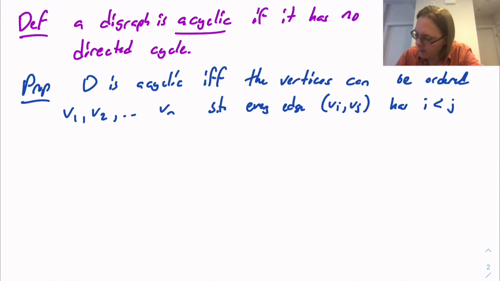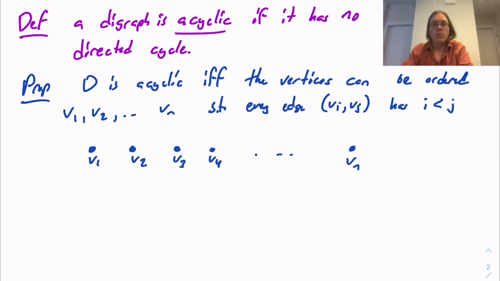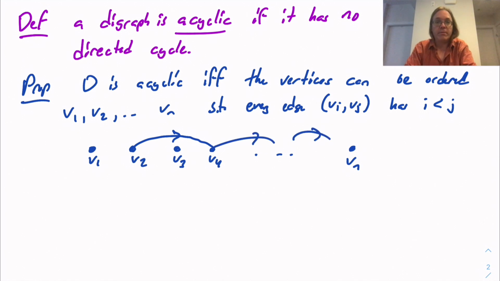So again, what we're saying here is that your digraph D is acyclic if and only if you can put the vertices in order, V1, V2 on up to Vn, in such a way that all of the edges go left to right. So if there's an edge between V2 and V4, then it has to be directed from V2 to V4, right? So all of the edges in this picture go to the right.